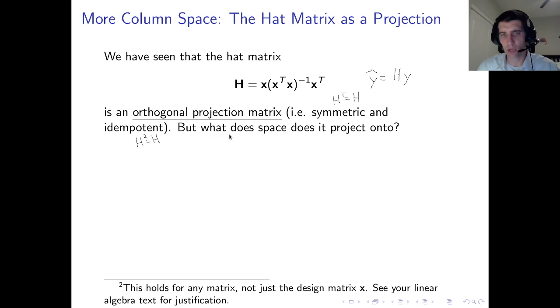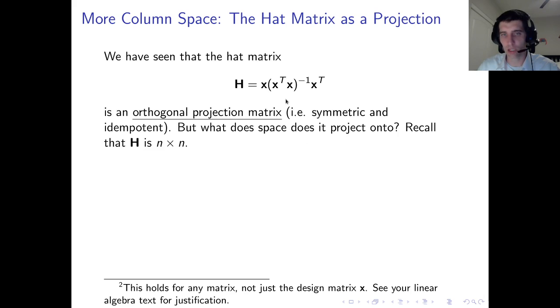And so the question here is, it's an orthogonal projection matrix, right? So when you think about something being a projection, you think about, I don't know, taking a picture, sort of projecting some three-dimensional space onto some two-dimensional space. But the question here is, if it's a projection, what space does it project onto?